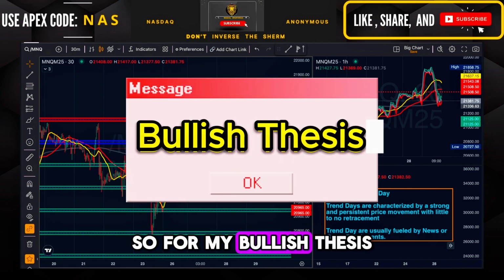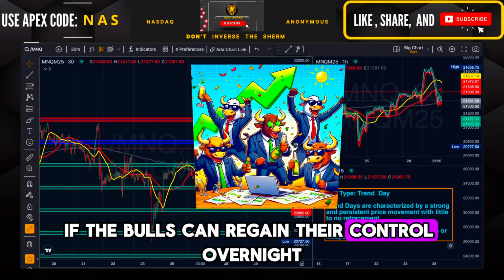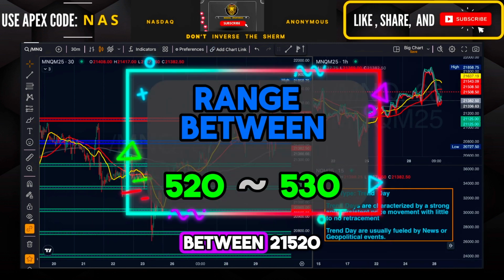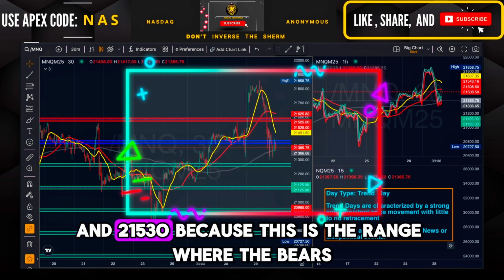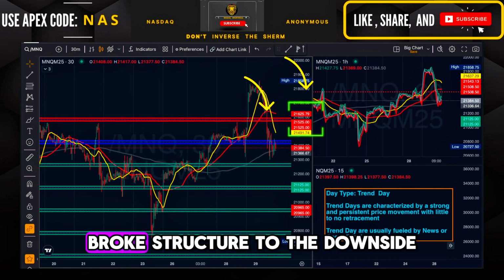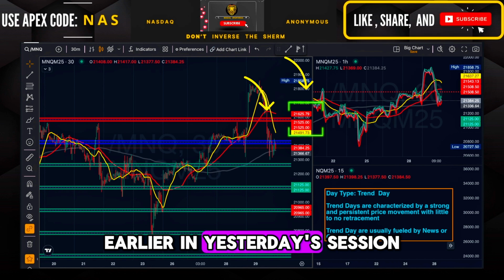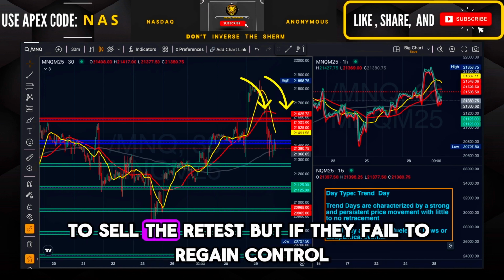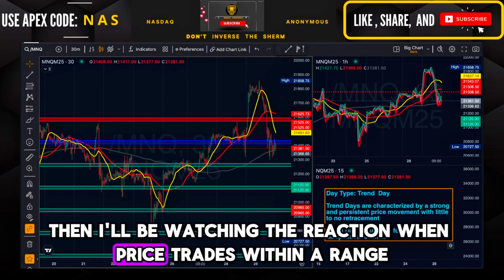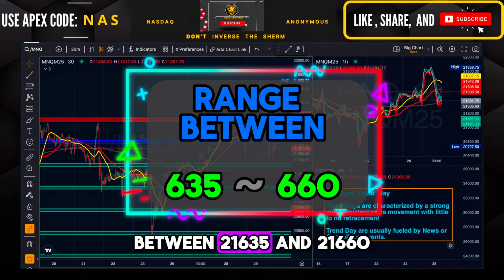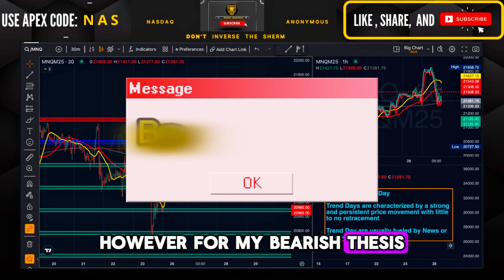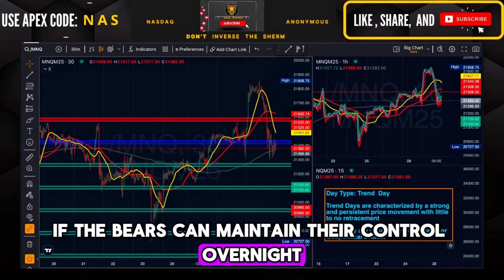So, for my bullish thesis, if the bulls can regain their control overnight, then I'll be watching the reaction when price trades back within a range between 520 and 530. Because this is the range where the bears broke structure to the downside earlier in yesterday's session. And I do expect for passive sell orders to be resting around this area to sell the retest. But if they fail to regain control, then I'll be watching the reaction when price trades within a range between 635 and 660.